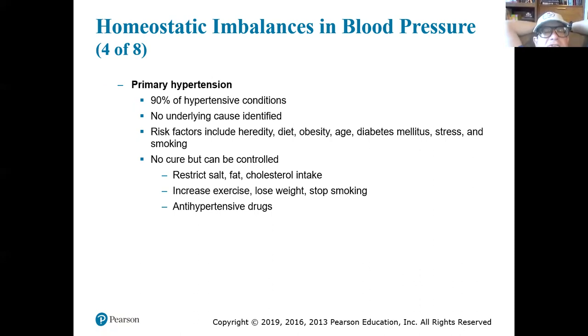Primary hypertension, this is 90% of the cases. There's no one cause. It could be heredity, it could be what you eat, it could be being overweight, it could be your age, could be having diabetes, stress, smoking. And a lot of these things go together. If someone is say older and has diabetes and has obesity, it's going to cause diabetes and cause hypertension.